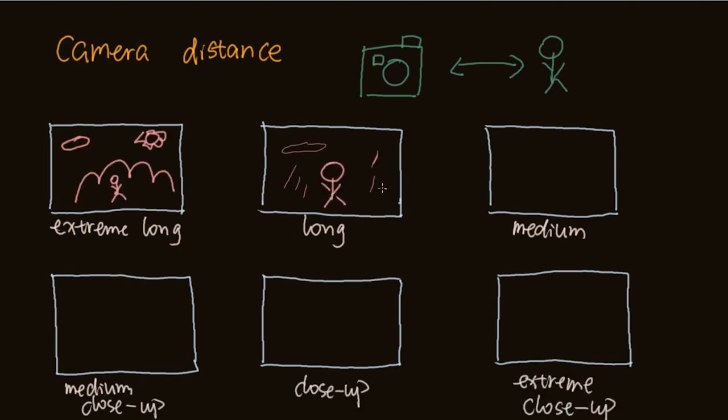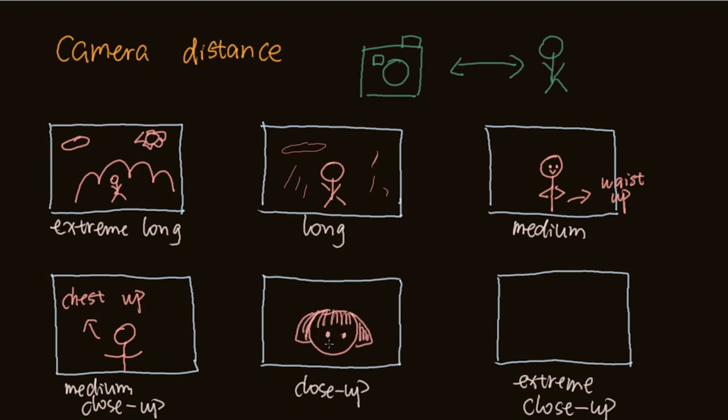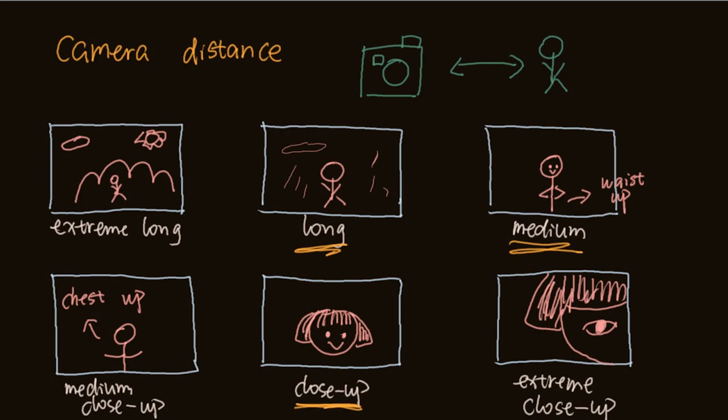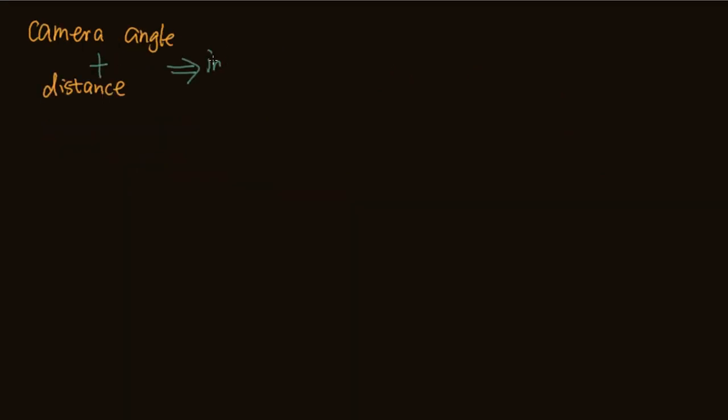For instance, long shots range from full figure images of characters as well as a bit of surrounding space. Medium shots show the body from the waist up, and a close-up shot presents the entire head, hand, or foot in screen. These two elements of camera position usually work together to convey information.